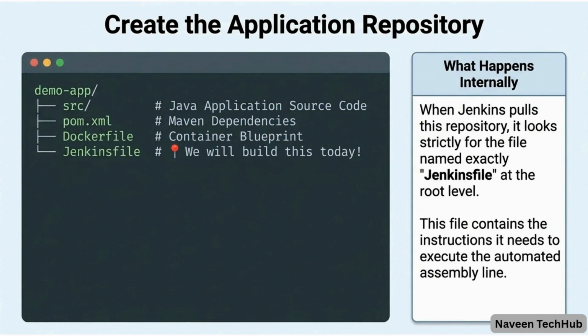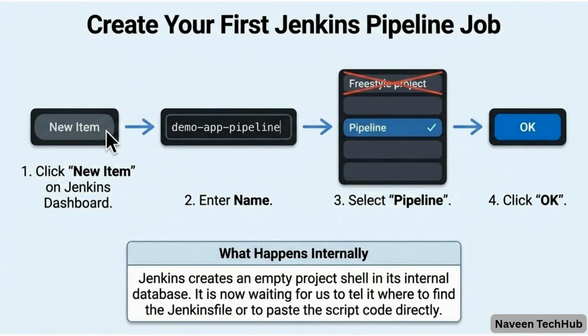We have our application source code inside src, a pom.xml for Maven dependencies, a Dockerfile for container packaging, and most importantly, the Jenkinsfile. For this example, the Jenkinsfile is kept at the root of the repository, so Jenkins can easily locate the pipeline instructions. Next, let's create the Jenkins job itself.